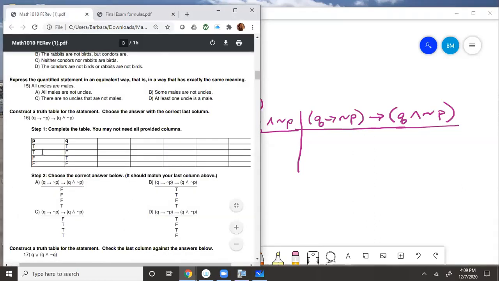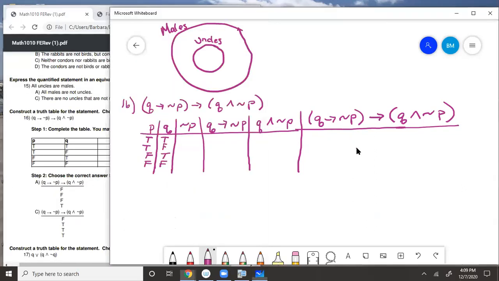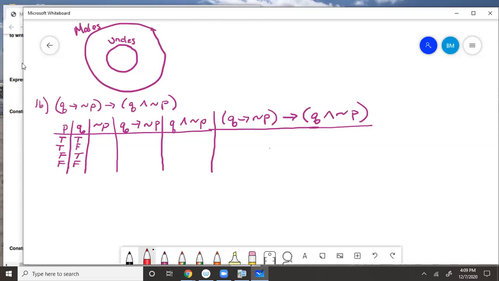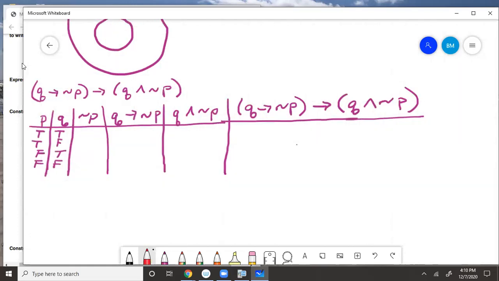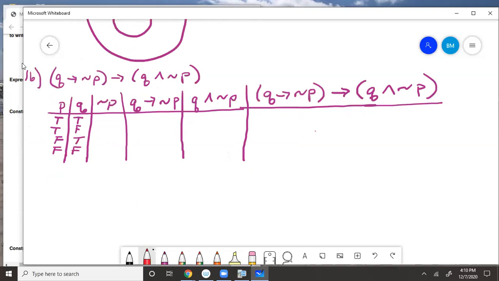All right, now we're going to fill this in. So not P means just negating everything in P here. So what do we put in this column where it says not P? We're taking a look at this first column and we're going to reverse all this. So the negation of a true is a false, right? This one's false. The negation of false is true. Negation of false, true, right?